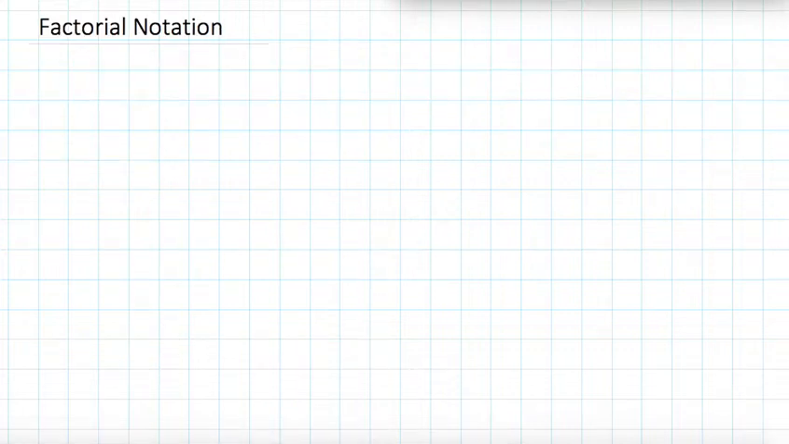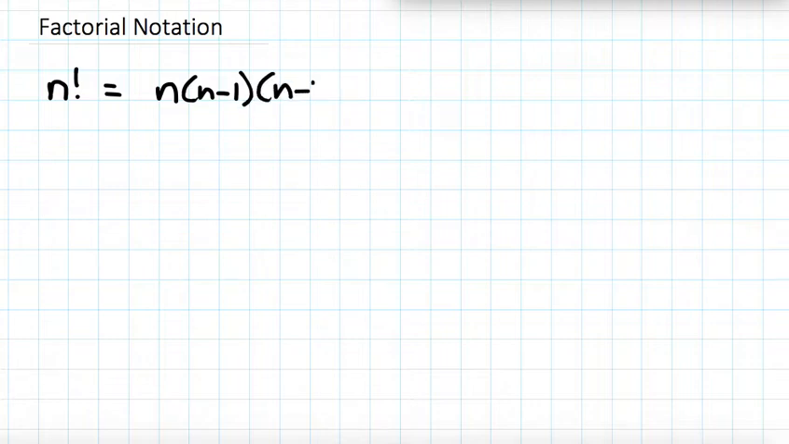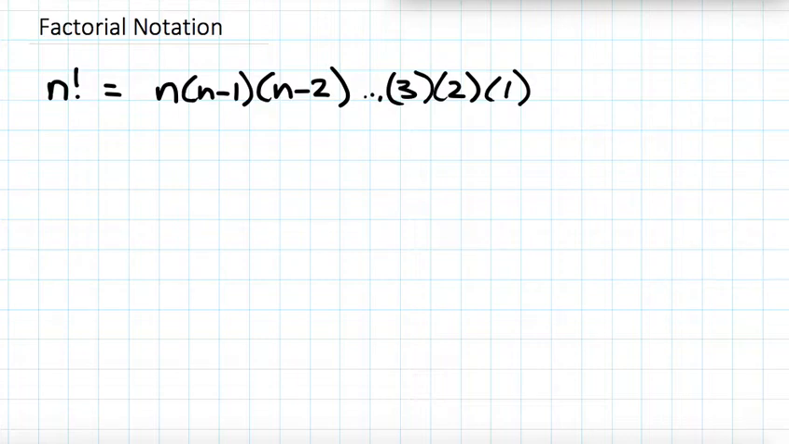Next thing that we're going to talk about in this video is factorial notation. Factorial notation looks like an exclamation point. So if we have some number with an exclamation point after it, what you do is you multiply that number by every number all the way down to 1. So n minus 1 times n minus 2 all the way down to 3 times 2 times 1. Multiplying by 1 obviously is not necessary because you get the same thing, so you really only have to go through 2, but we always say to go down to 1.